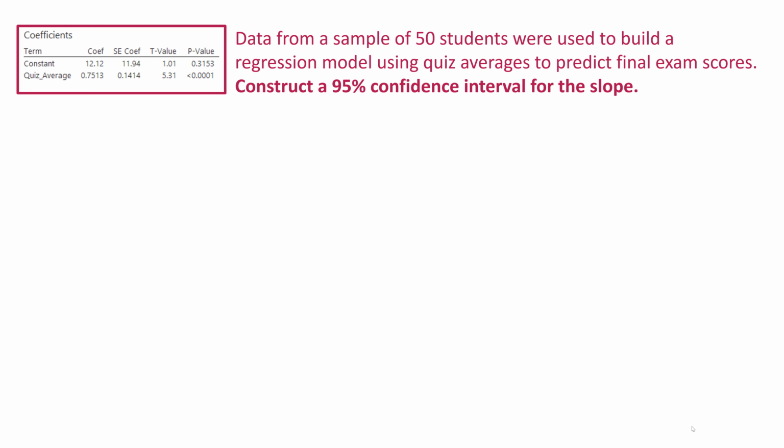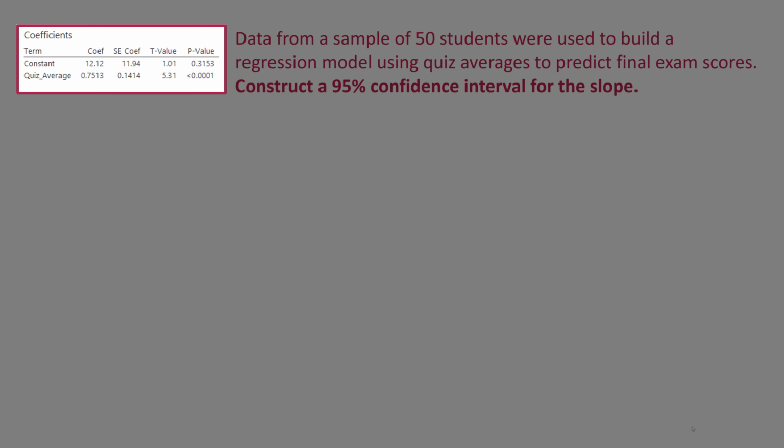In this example, data from a sample of 50 students were used to build a regression model using quiz averages to predict final exam scores. We're asked to construct a 95% confidence interval for the slope. This example uses the Exam.MTW dataset. The regression model has already been run, and we have our coefficients table here.